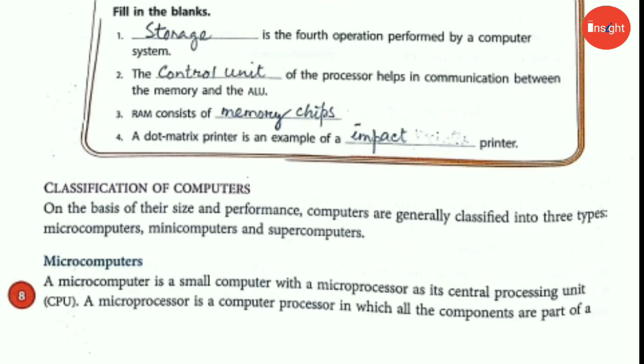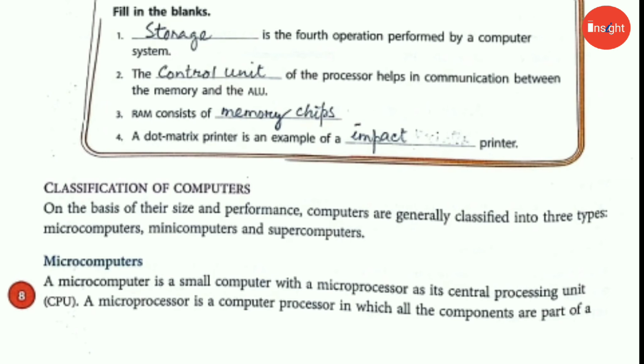Computers are classified on the basis of their size and performance. Computers are generally classified into three types: microcomputers, mini computers and supercomputers. Microcomputers. A microcomputer is a small computer in which a microprocessor works as the central processing unit. A microprocessor is a computer processor in which all the components are part of an IC, that is integrated circuit or a chip. A microcomputer is used by a single person at a time.